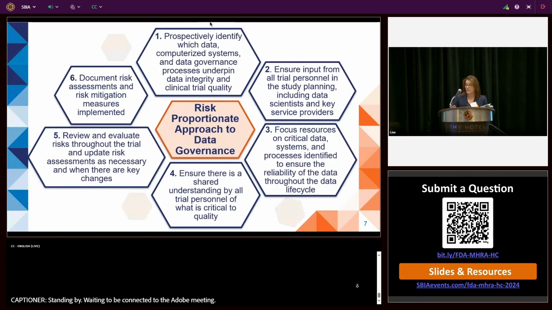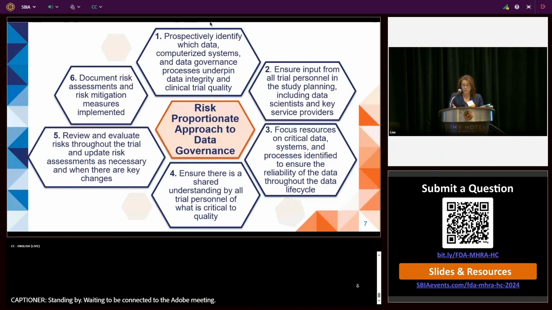Secondly, again, during the design and planning phase of the study, and even throughout the study conduct, you should ensure input from all trial personnel, including your data scientists and your key data governance service providers, to help identify the critical data and the critical to quality systems and processes, and risk to those systems, processes, and to the data.